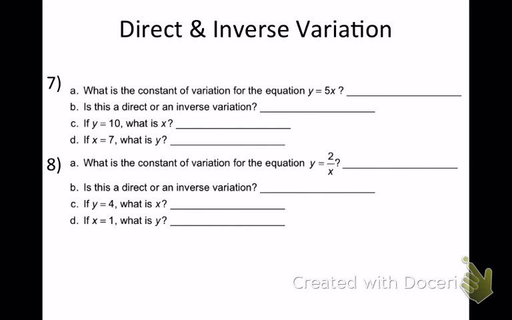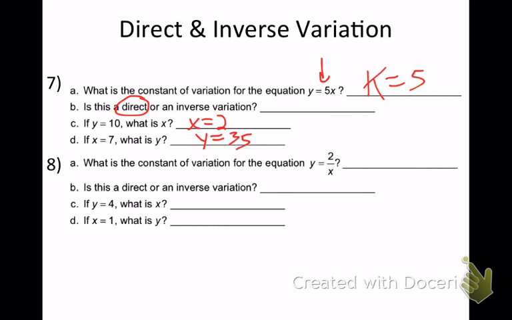So number 7, what's the constant variation here? King, what's the constant? 5. Very good. It's 5. Constant's going to be that part right there. Jace, is this direct or inverse variation? It is direct. C, if y equals 10, what's x going to be? McCool? 2. X would be 2. Yeah, if you plug 10 in for y, you get 10 equals 5x. 5 times 2 is 10. D, if x equals 7, what's y? Hannah, if x equals 7, what's y going to be? So take 7, you plug it in. What's 5 times 7? 35. Yep, y is going to be 35.